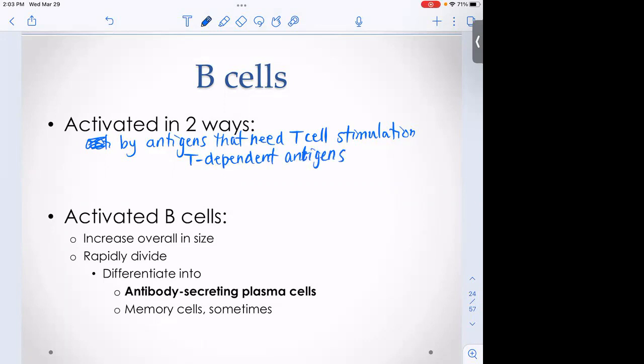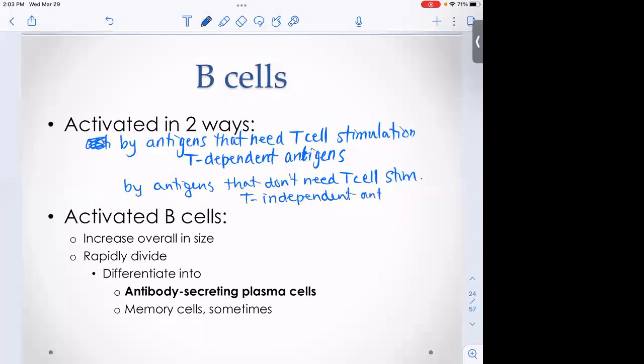And sometimes they get activated in a different way by antigens that don't need T cell stimulation. And as you would guess, we call these T-independent antigens. Okay, so we're going to go through both those scenarios probably later on in this lecture if we get to it. So we'll come back to that because we need to talk about T cells first before we get to that.